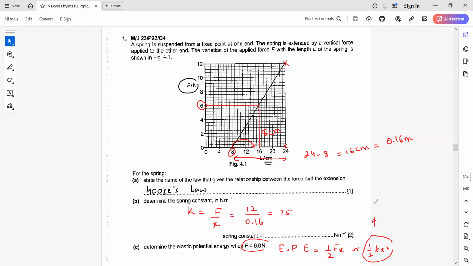So let's do half k x squared. That is going to be 8 over 100 squared. So the answer I have is 0.24 joules.